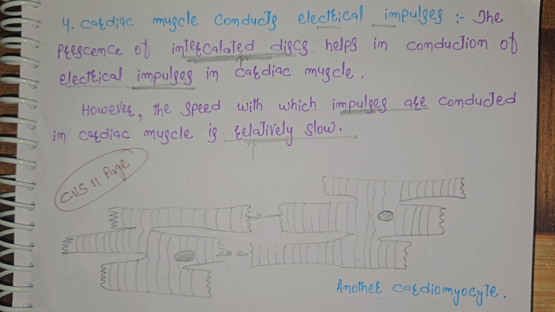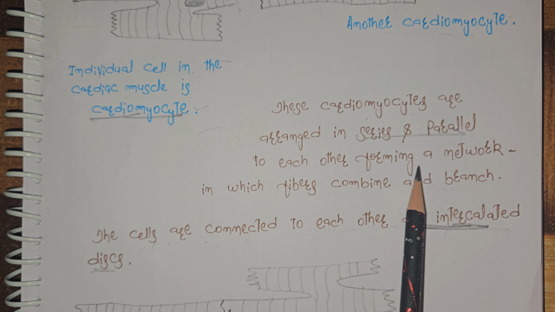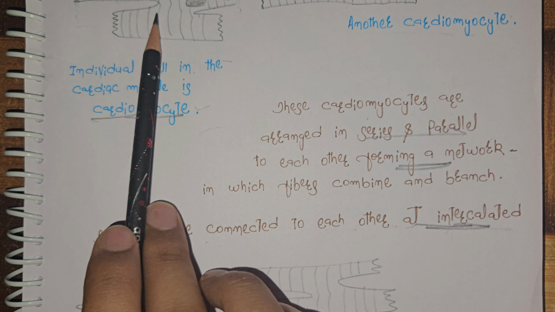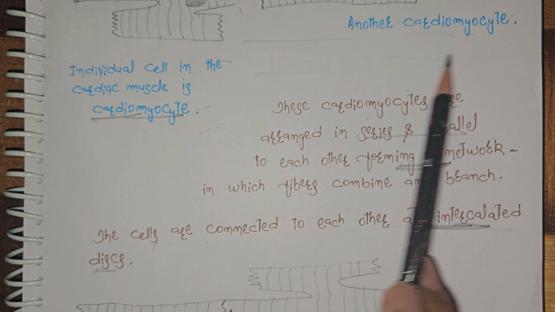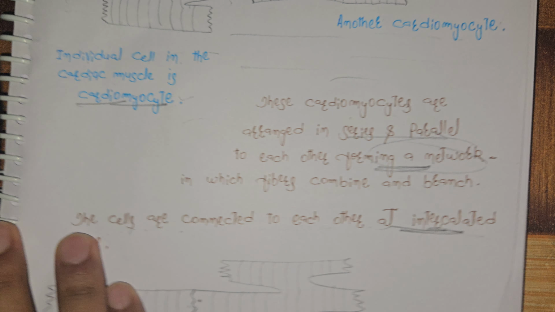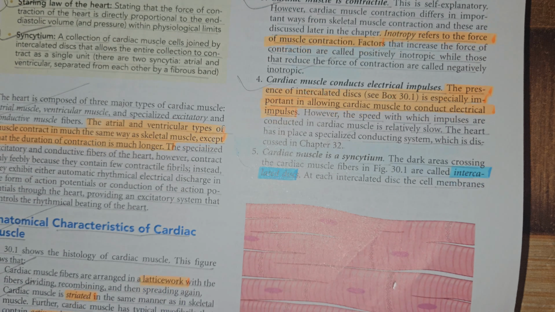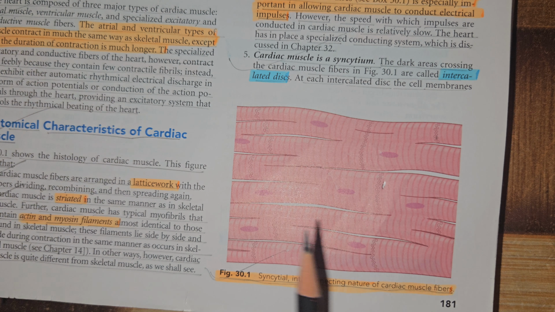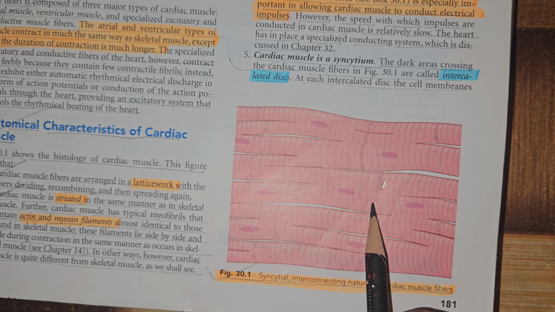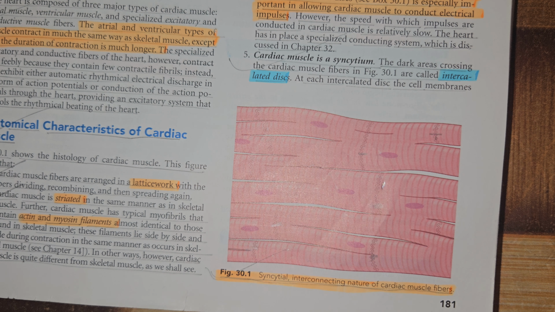Is it that clear? Now these cardiomyocytes are arranged in series and parallel to each other, forming a network. So these cardiomyocytes join to each other. There is another cardiomyocyte in series and parallel. As a result, they form a network. I will show you the diagram of a cardiac muscle from Guyton. This is the diagram from Guyton. As you can see, cardiac muscle is arranged in series and parallel, forming a network, a lattice work. And these are the intercalated discs. As you can see, the intercalated discs clearly.